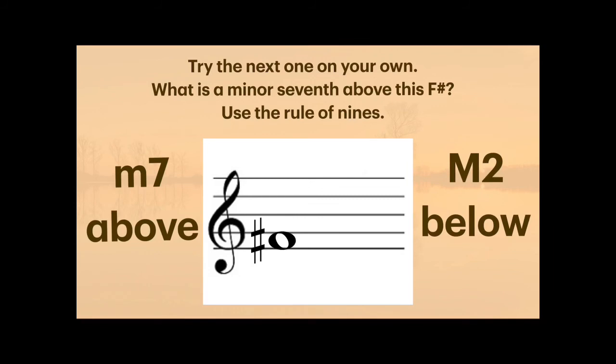Now we find a major second below this F sharp. What's 2 half steps down from F sharp on your keyboard? Remember, it needs the letter name E. In this case, it's an E natural. What's our final step for this to be a minor seventh above? Bring that E up an octave. Now we have the interval of a minor seventh.